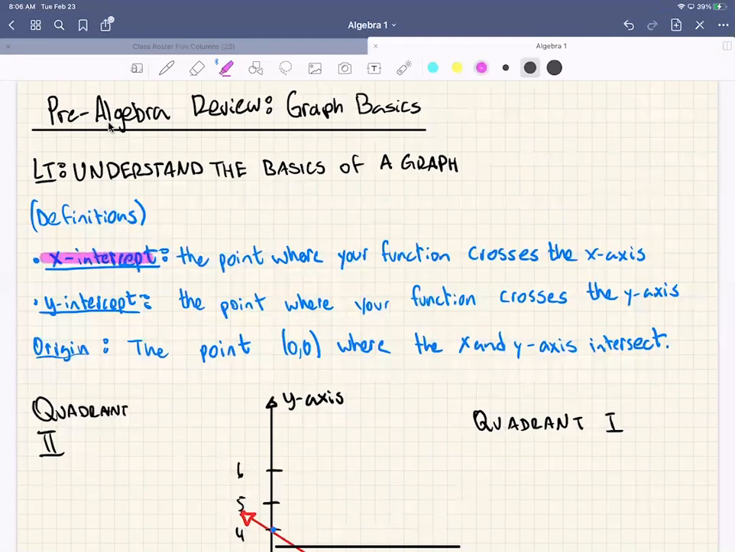There's the x-intercept. That's the point where your function crosses the x-axis, and then we have a y-intercept. That's the point where your function crosses the y-axis. The function can be a line or quadratic function. It can be anything in a graph, really. But we're gonna focus mostly on linear functions this semester. The origin is something else, something we gotta remember. That's the point where the x and y axis intersect. That's also 0, 0.